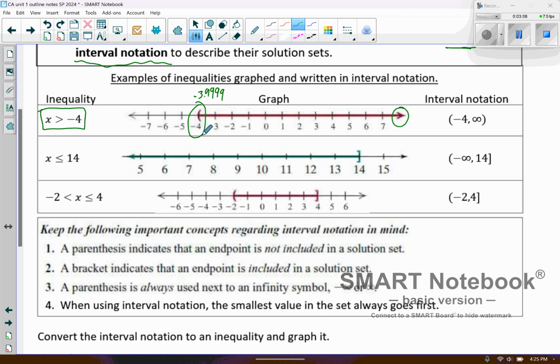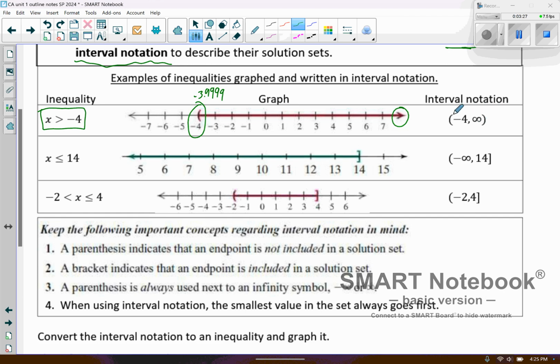Now, the interval notation is kind of similar to the graph. You just put the smallest value to the largest value from left to right. In this case, it's -4, comma, and then we don't have a largest value. We say it's unbounded, and that's what the infinity symbol represents. It's not an actual number. It just represents the concept that the numbers keep continuing in this positive direction.